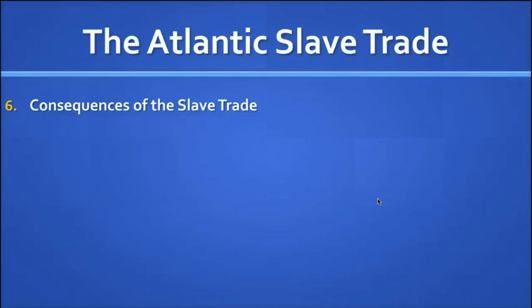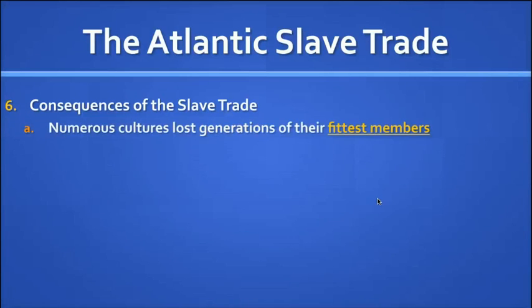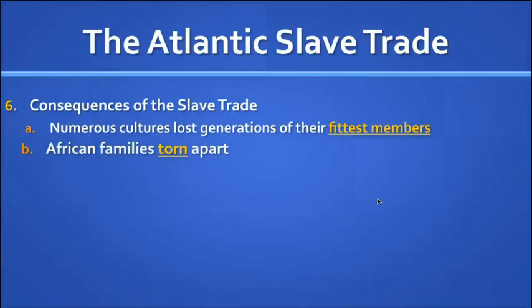So we'll finish here with the consequences of the slave trade. These are things that changed as a result of the slave trade taking place. Obviously, the types of slaves that were desired were the ones that could work the best. So in the end, numerous cultures lost generations of their fittest members. I mean, you're taking the strongest, best workers, a lot of them being men, out of these gene pools, and that's certainly going to have an effect on future generations.